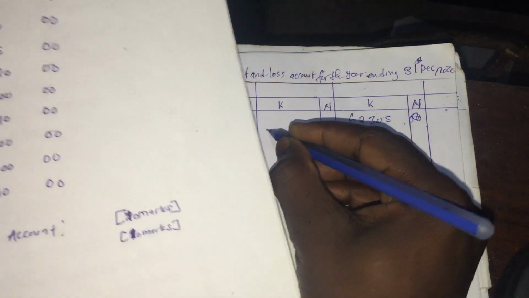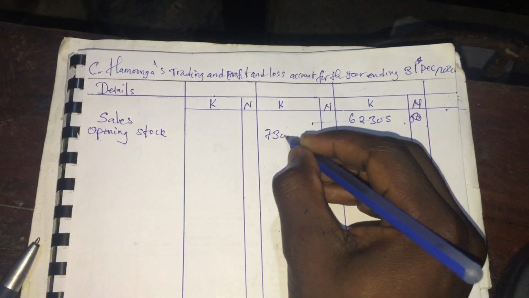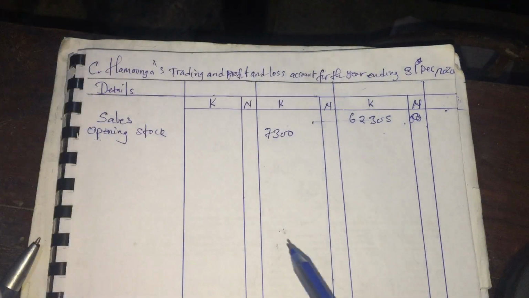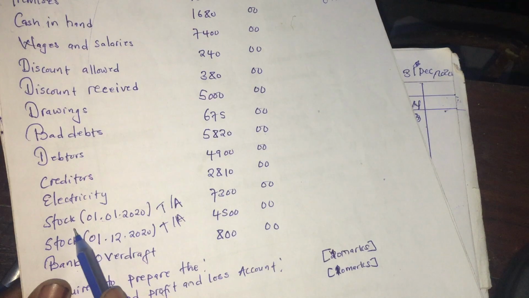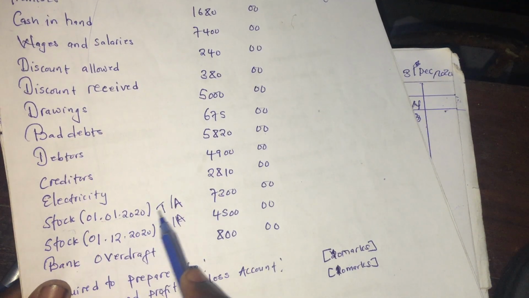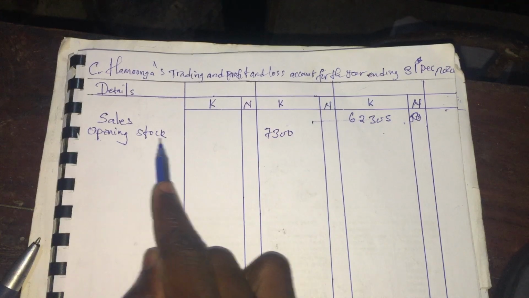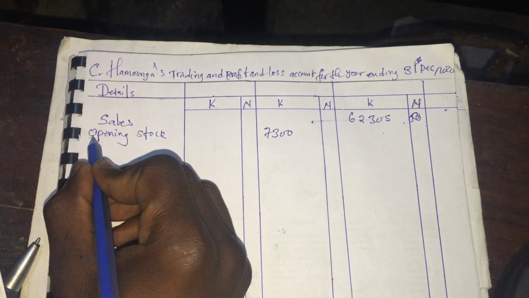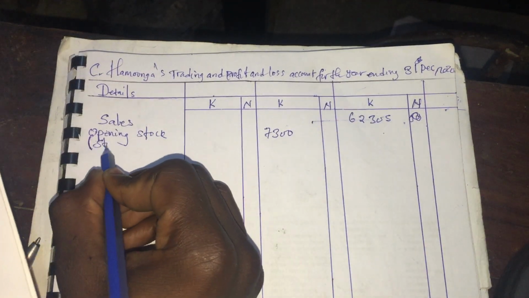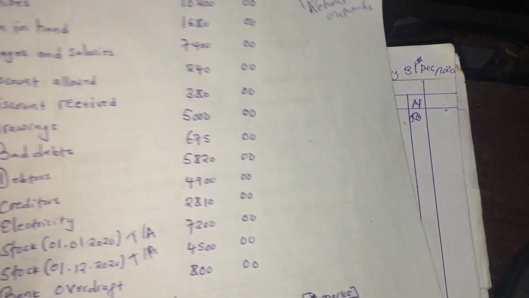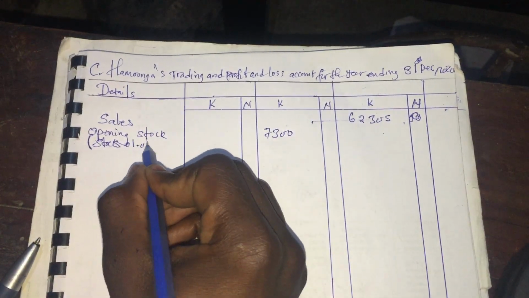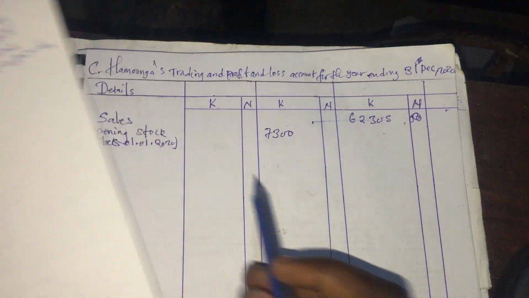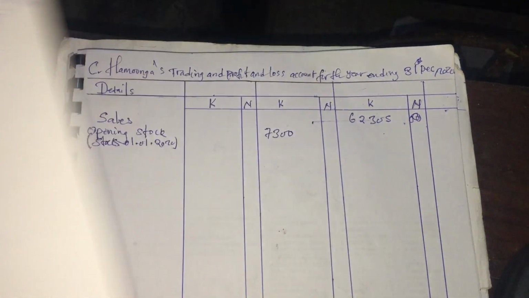7300. All right, so this is the opening stock. If you want, you can even write the way it is here. You can write it as stock 01/01/2020 to show that it's opening stock, but as for me, I've written opening stock because this is the opening stock.